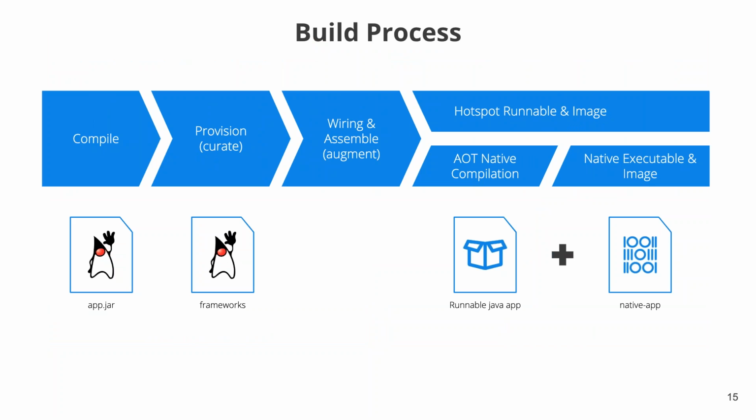All right, so this is how the build process works. I take my app jar, I take my frameworks, compile, and then provision, and all this wiring and augmentation will be done, removing all the unnecessary classes from here, okay? And then I can make it anywhere, like if we want to have a JVM app or a native app. We'll also see this example in a second, like how small your jar will become. So one of the things we tried to avoid there is this Uber jar concept.